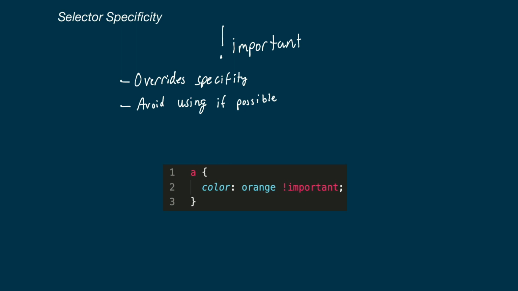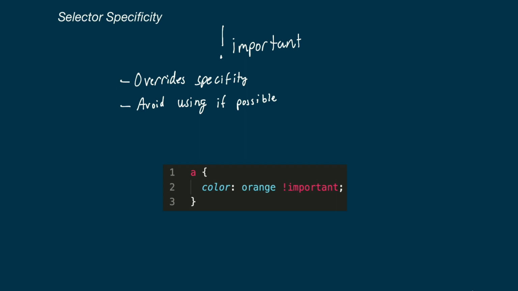And the way we do this is with what we call exclamation point important, or the important rule. This goes at the end of a declaration, so after the value but before the semicolon. And this simply says that the declaration is so important that we should use this one regardless of specificity. In fact, this can even overwrite a user style sheet if that user style sheet doesn't use the important rule.